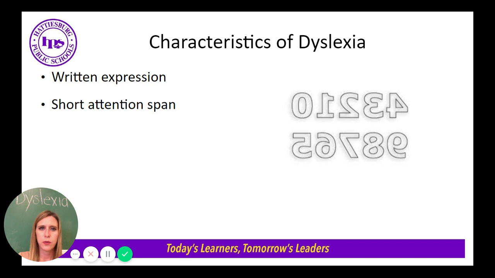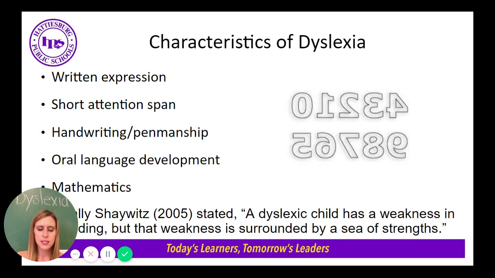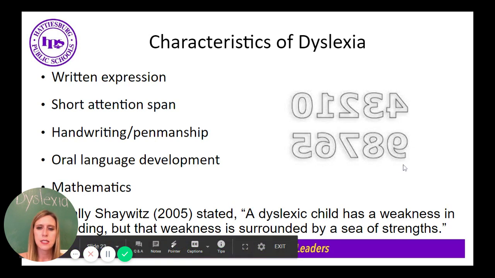We also explain written expression, short attention span, poor handwriting and penmanship, poor oral language development. They may suffer in mathematics. Sally Shaywitz is an expert in the field of dyslexia, and she has stated a dyslexic child has a weakness in reading, but that weakness is surrounded by a sea of strengths.